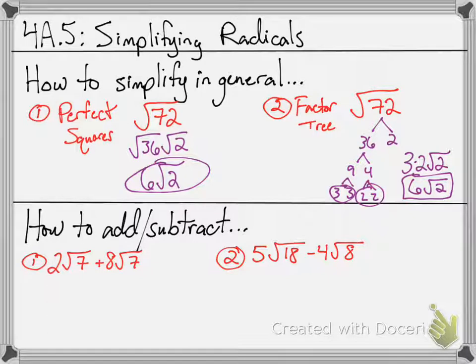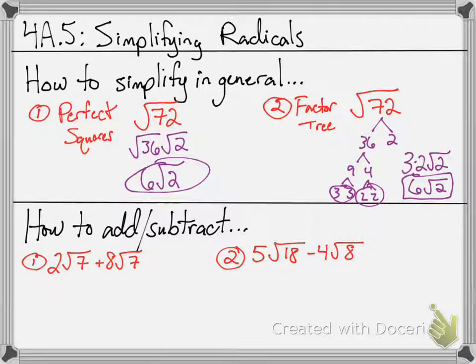To add and subtract radicals is the same idea as trying to add and subtract general like terms. So for example, if I wanted to add or subtract terms like 2x and 8x, I could put them together and make 10x. But if I wanted to put together 2x minus 8y, I couldn't, because I have two different variables. Same idea with radicals. If you have the same radical as part of each term you're trying to add or subtract, you're able to combine them.